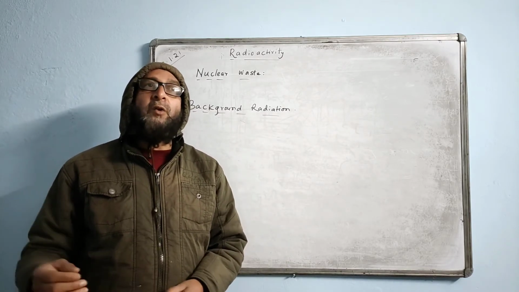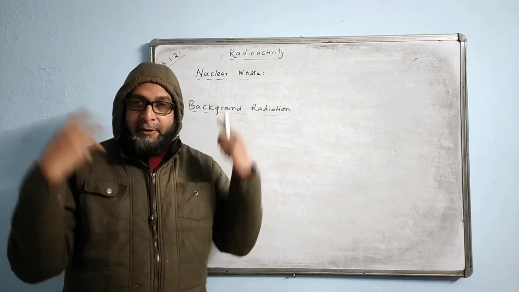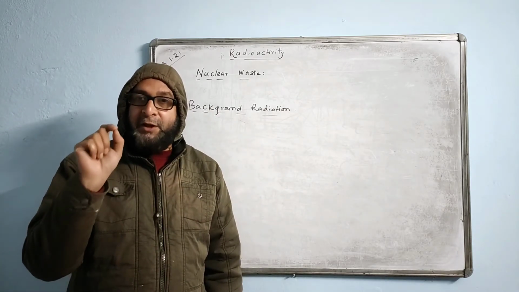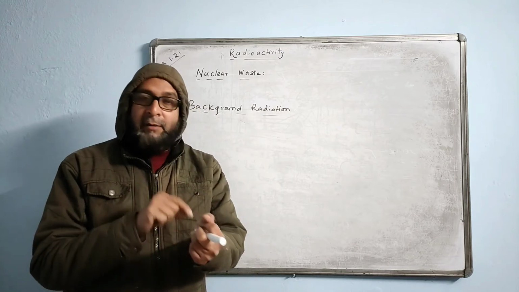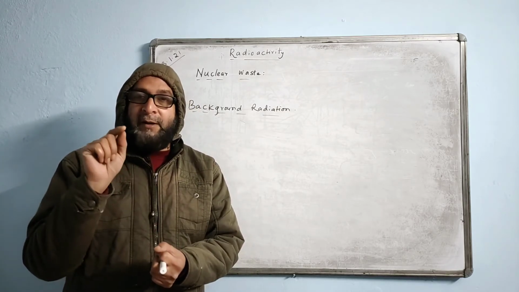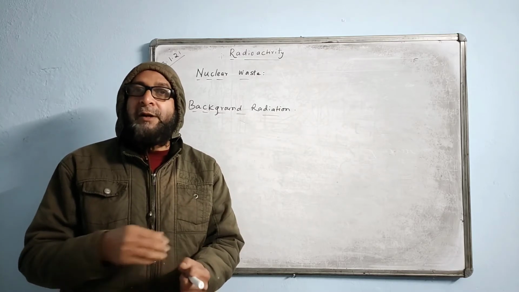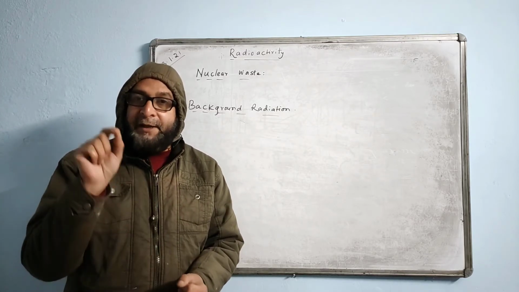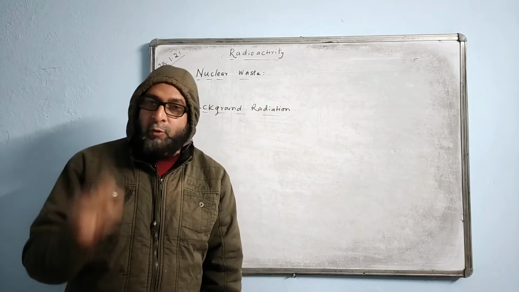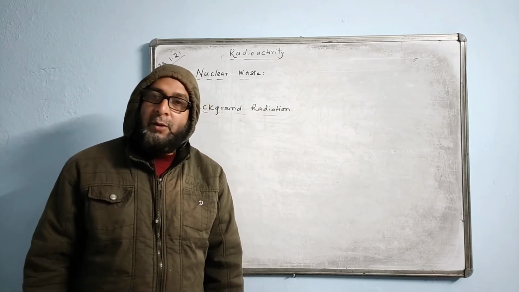What are the internal sources? Within our body we have potassium. Potassium is present in our blood. One isotope of potassium is there in our blood. That is also radioactive. That is the internal source. We have radium in our bones. A small quantity of radium is there in our bones.